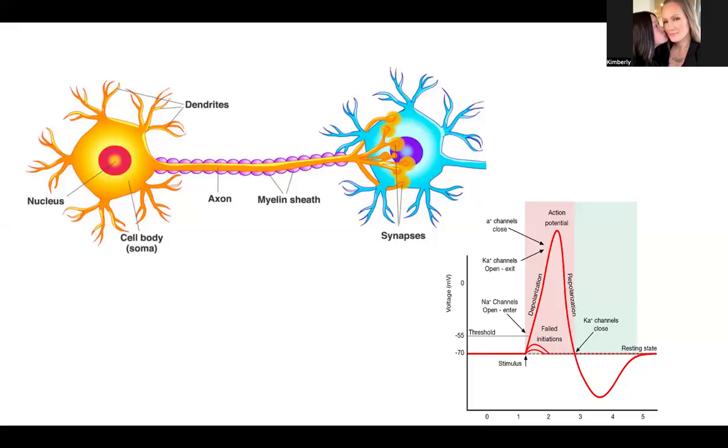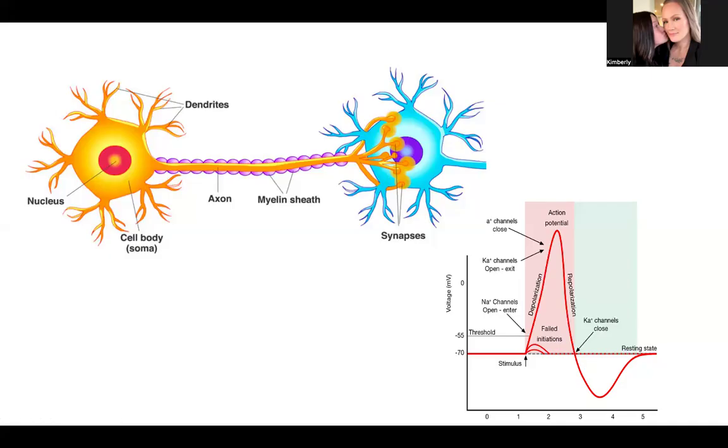There are EPSPs, which is excitatory postsynaptic potential, and then inhibitory postsynaptic potential, which I talked about, which can either excite the firing or inhibit the firing of neurons. So it can either keep it going or stop it.